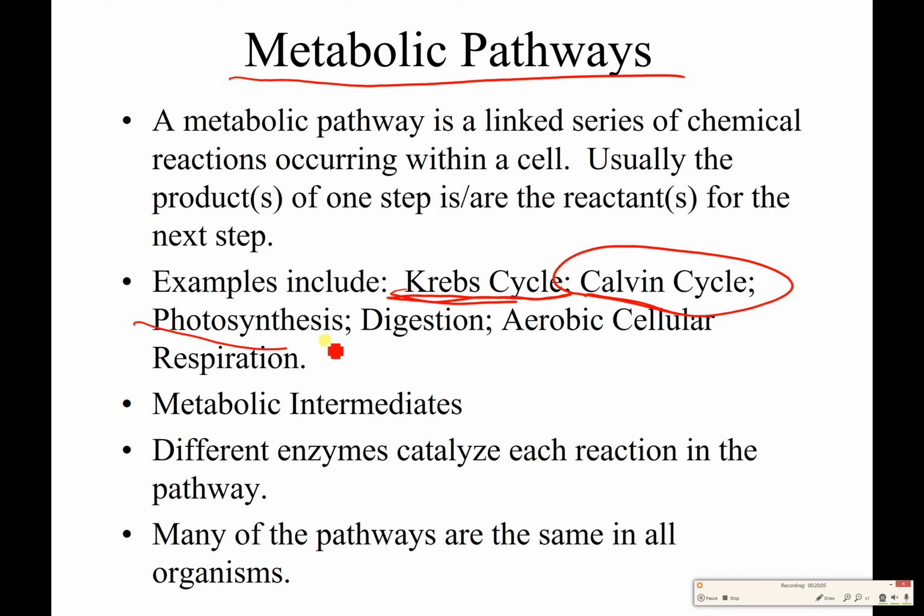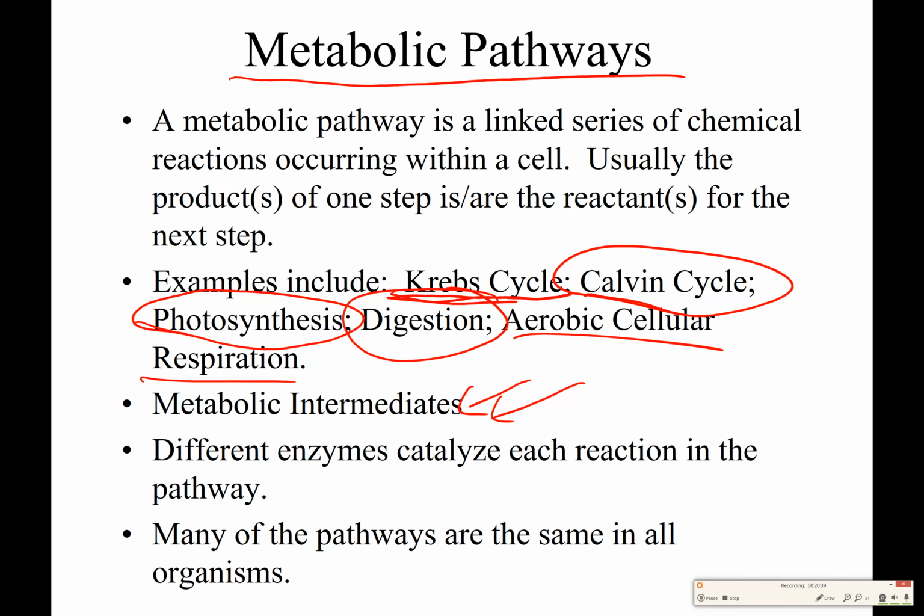We might think of all of photosynthesis as a metabolic pathway. Digestion could be thought of as a metabolic pathway. Cellular respiration could be thought of as a metabolic pathway. We may talk about intermediates. So usually a metabolic pathway is this complicated series of reactions. You start with an initial reactant, you end up with a product. But in between those two, you make other things. The substances that are made between the initial reactants and the final products, those are called the intermediates.